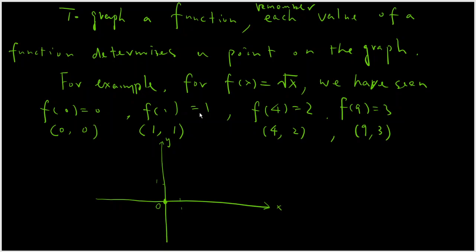This point, the origin, is on the curve, and the point 1, 1 is on the curve, right? And 4, 2 is on the curve. So now let's say 4 is here, 2 is here, 4, 2 is on the curve. And then 9, 3 is on the curve. 9, 3 is probably far away somewhere here. Again, each value of the function determines a point. In the domain, you have many x values. Many x values will determine many points. You connect all such points, you have a graph, right? You have a curve. This curve is called the graph of the function.